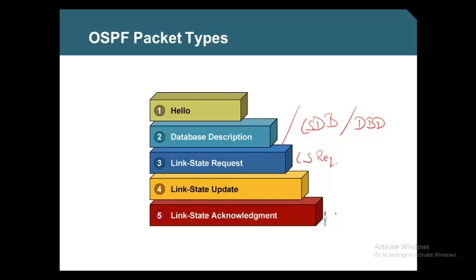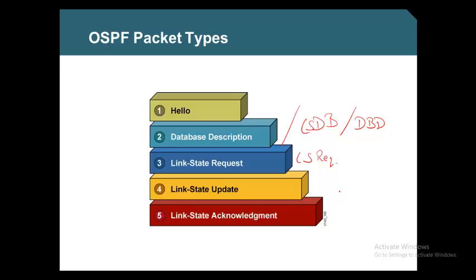LSR, link state request. This request is queries. After two routers share DBD, when they have some queries, they share their queries and wait for the response. The queries that they ask among themselves is what is called LSR, link state request.